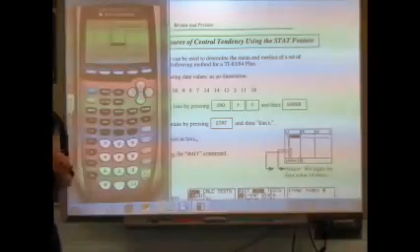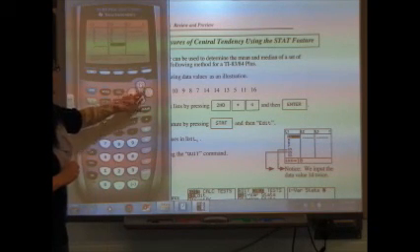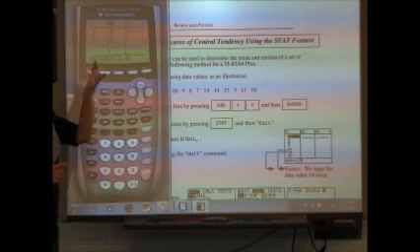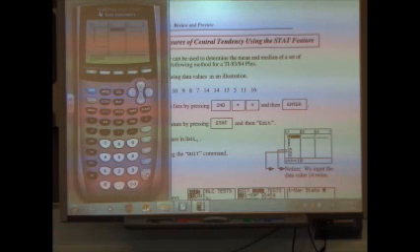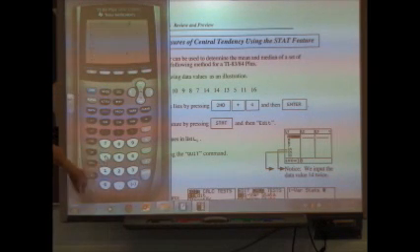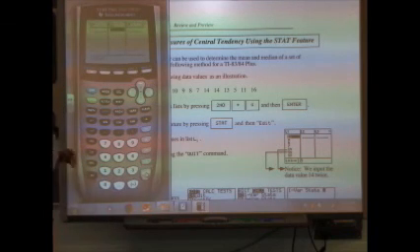I can clear those lists one of 2 ways. I can go up to the top, highlight the list, and then press clear, not delete. Delete gets rid of the list. I just want to clear the list. Clear, enter. It clears the list. Or what I could do is press the second button, the plus button, and right here, choice number 4, clear all lists, and then press enter. So I could clear the list one of 2 ways, so that when I press stat and edit, I no longer have anything in my list.